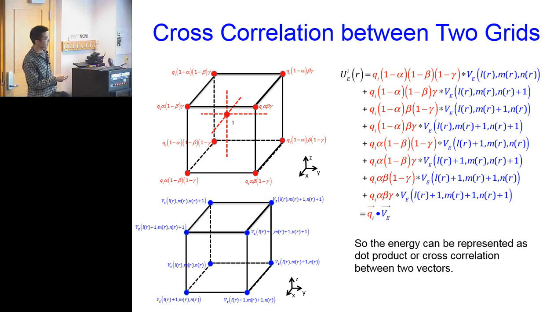After you do this, you will find that the electrostatic energy of the ith atom in the ligand is equal to the inner product of this charge distribution Q and this electrostatic distribution. So it's a cross correlation, I would say, between two vectors. Basically, what I did for these 3 slides is we find a way to represent the electrostatic interaction as a cross correlation.